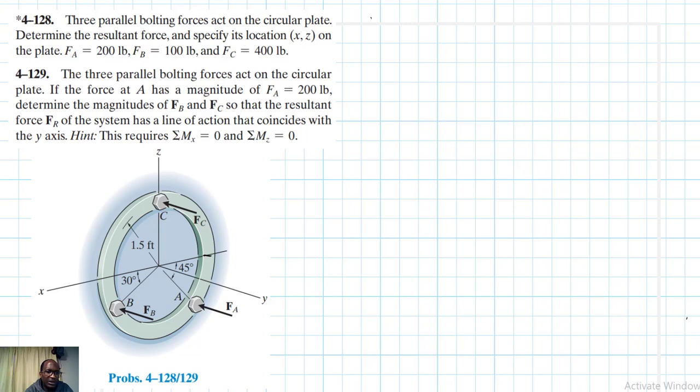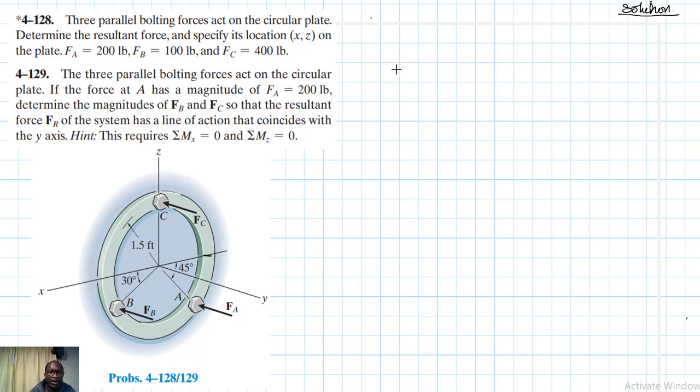In the second case, the three parallel bolting forces act on the circular plate. If force at A has a magnitude of FA equal to 200 pounds, determine the magnitudes of FB and FC, so that the resultant force FR of the system has a line of action that coincides with the y-axis. Both these problems are coming from the Engineering Mechanics Statics textbook, 13th edition by R.C.